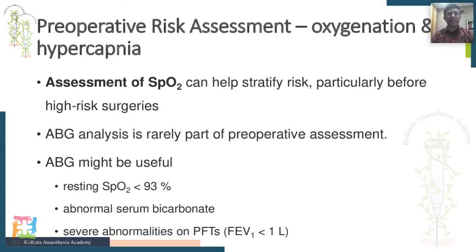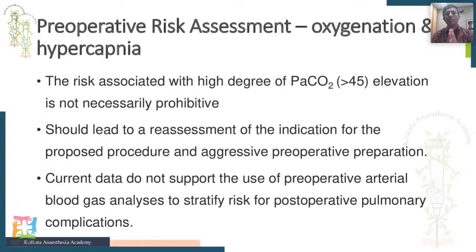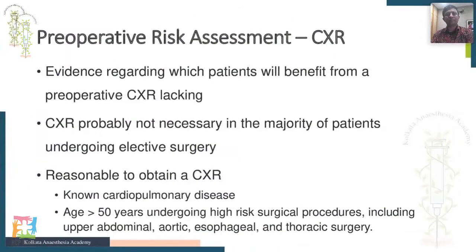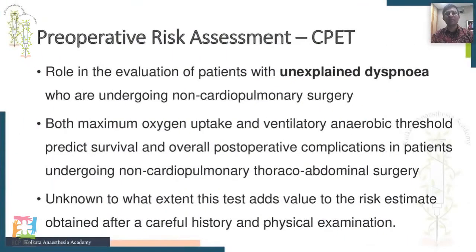Oxygenation and hypercapnia: again, measurement of the SpO2 is of great value, irrespective of the degree or duration of surgery. Should we do an ABG in most of our patients? It can only be useful if you feel that the resting SpO2 is less than 93%, there is an abnormal serum bicarbonate, and if from the PFTs the absolute FEV1 is less than 1 liter. Otherwise, ABG as a routine estimation of preoperative risk is not needed.